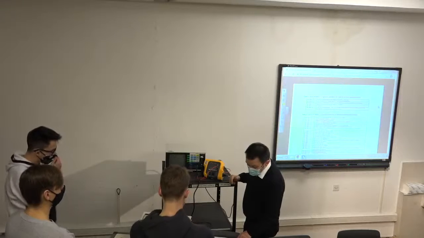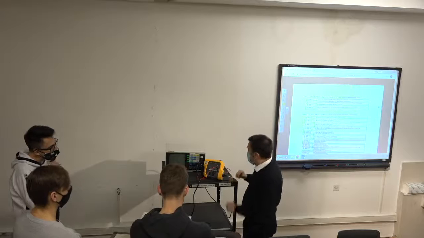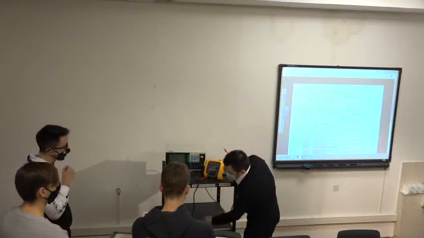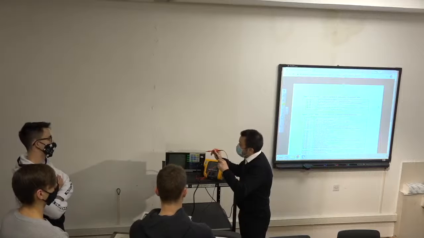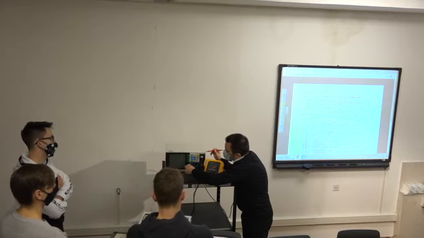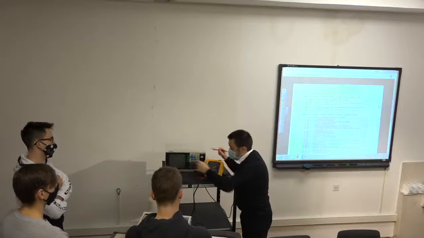And then we have point-to-point leakage and resistance, that means you take this one and another one, and then you test how much current is flowing from this one to, let's say, this metallic part, and so on.